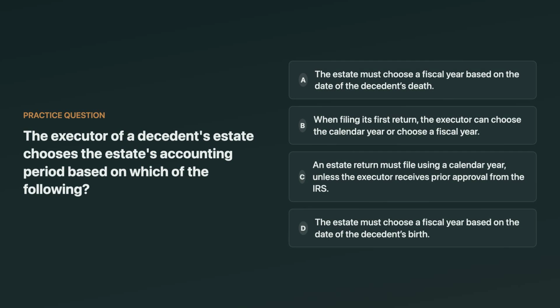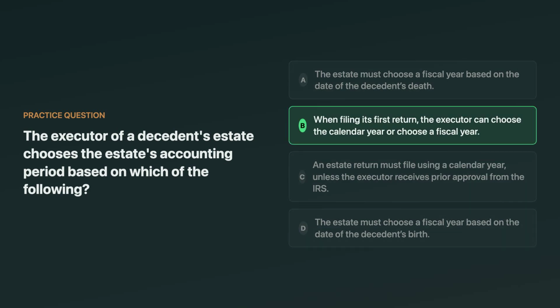Practice question. The executor of a decedent's estate chooses the estate's accounting period based on which statement? The options include being forced into a fiscal year based on date of death, choosing calendar or fiscal year on the first return, needing IRS approval to use a fiscal year, or basing it on the decedent's birth date. Think about it.